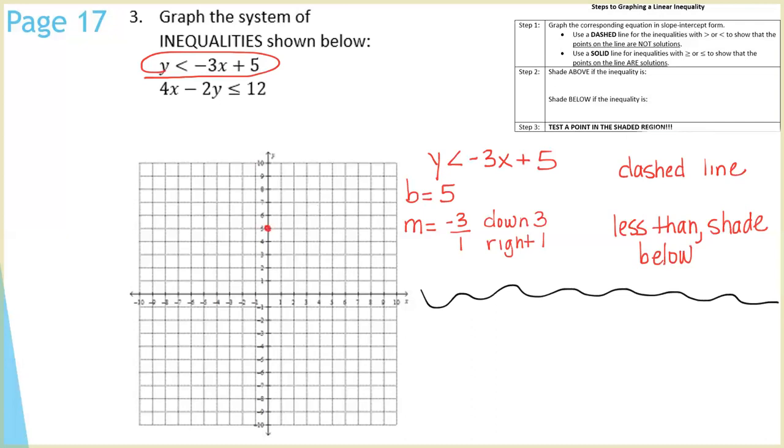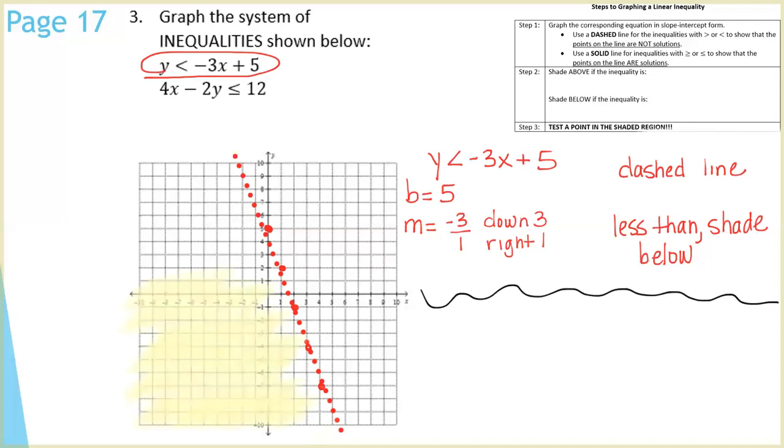So we started at 5, and now I'm going to move down three to the right one, put a point, and then just keep repeating that. Down three to the right one, down three to the right one. And now we're going to use a solid line. And I'm going to shade below, so the area that would fall below the five. So that would be all of this area. I'm going to use yellow for the first one.